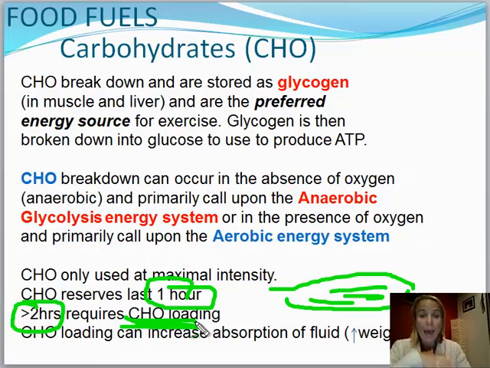for that day, maximizing the stores in your muscle and in your liver so that you can have more carbohydrates, glycogen and glucose available to produce energy, because remember, carbohydrates can be used aerobically and anaerobically. So when you need to overtake somebody or sprint finish, you want to use that carbohydrate because it's a faster fuel. It provides ATP much more quickly.